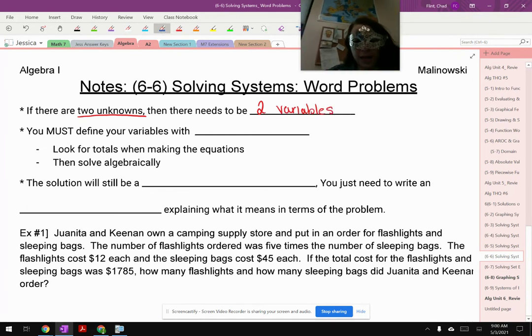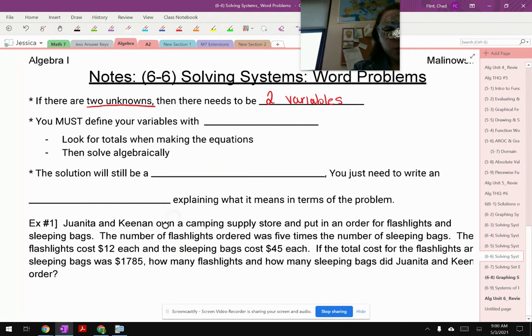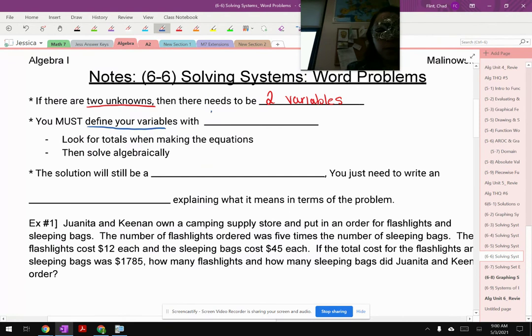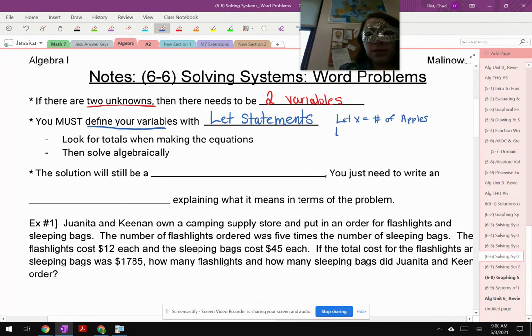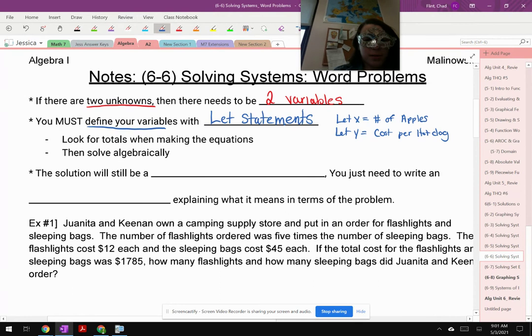You get to choose X, Y, A, B, whatever you want to do there. If you're using variables, which you will be, you need to define your variables with those good old let statements. You will lose points if you do not tell me what your variables are representing. You need to tell me X is the number of apples, or whatever it is that you're dealing with. You need to tell me that Y is the cost per hot dog, whatever. You've got to write those let statements.